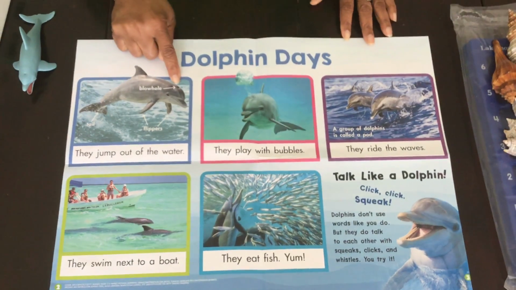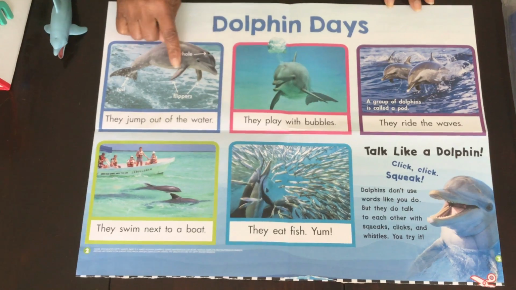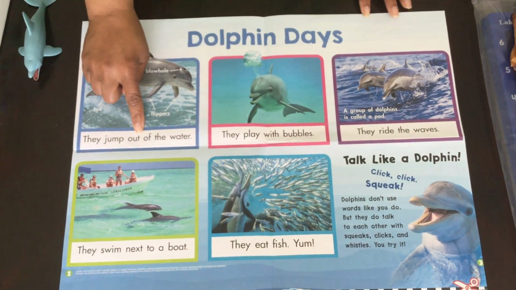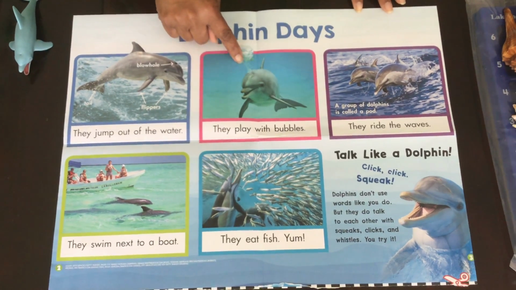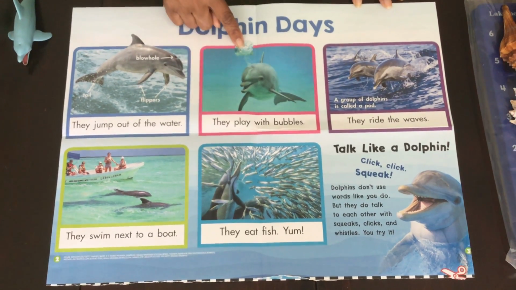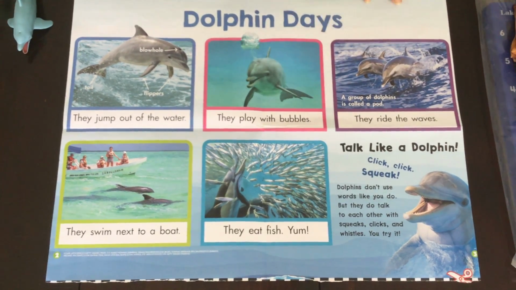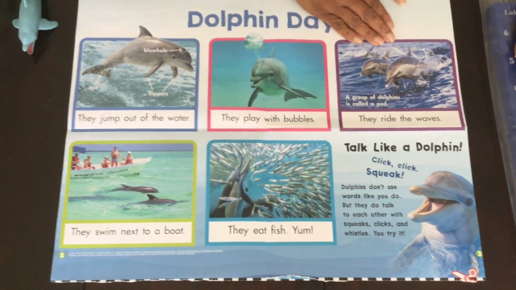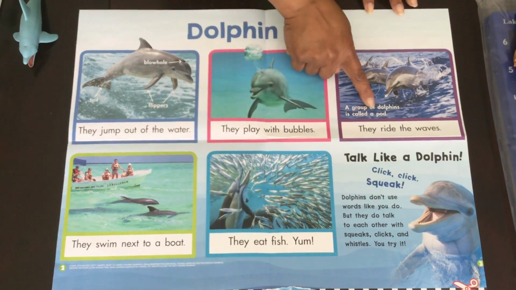Let me show you some more pictures from our Let's Find Out magazine about dolphins. There's that blowhole I was talking about, and his tail and his flippers. Says they jump in and out of the water. And look, he can blow a bubble through his blowhole. And they ride on the waves. They like to jump and ride and swim on the waves with their friends. And when they're together, a group of them is called a pod.